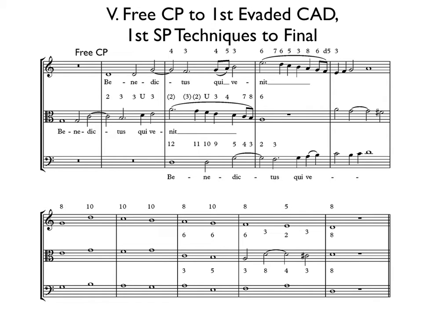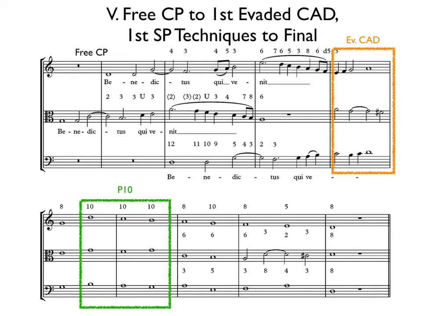cadence about halfway through, or about at the 10th whole note thereabouts, and then we're going to use techniques to lead from that cadence to the proper cadence in the fifth above the final. So you'll note here is the evaded cadence now, fully fleshed out. And I've decided to use parallel 10th technique for 3 whole notes, and then parallel 6th technique for 3 whole notes leading into the cadence.